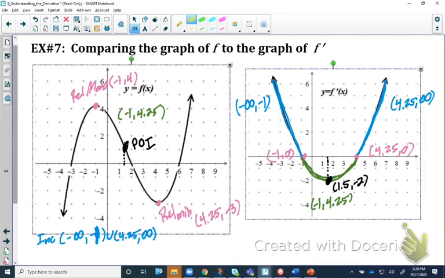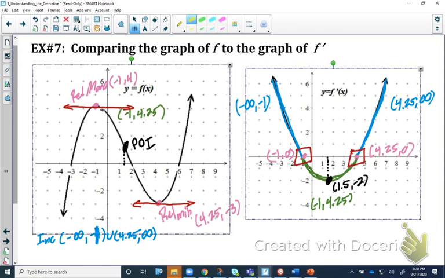And let's see, the only other thing that we can point out that's coming to mind right now would be the slopes here and here, where the slopes are zero, but that's also going to correlate to where the roots are on the derivative. And I think that's all that's come to mind as far as connections we can make between the primary function and its derivative.